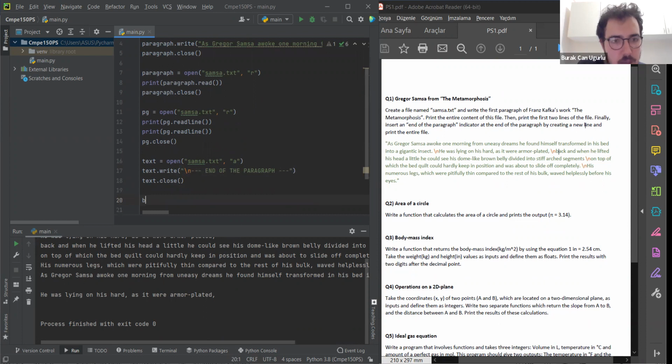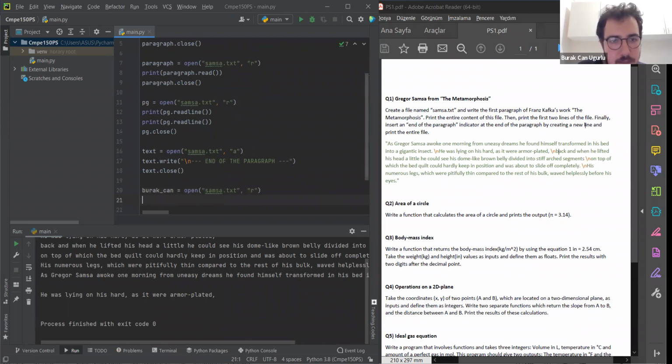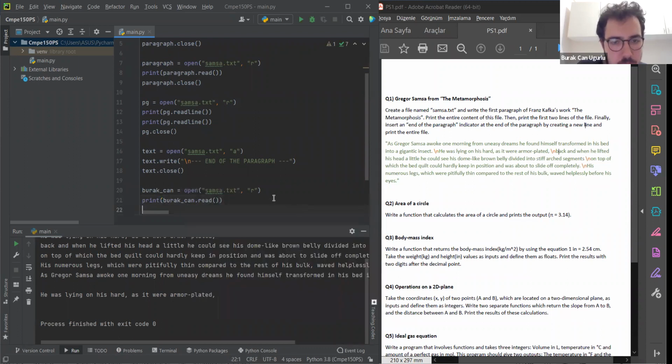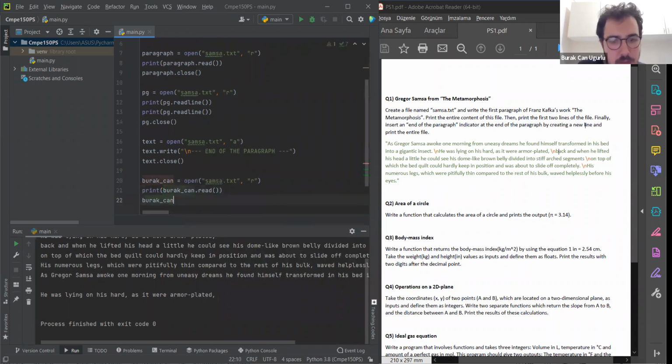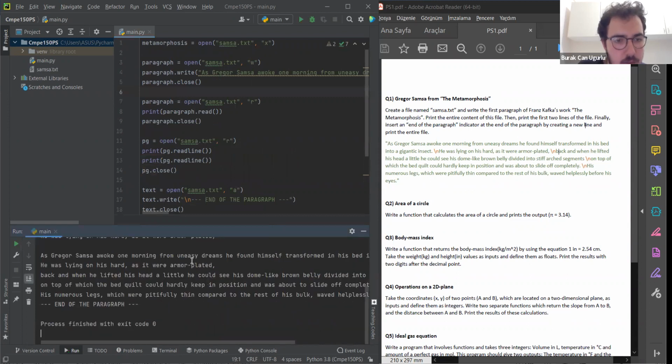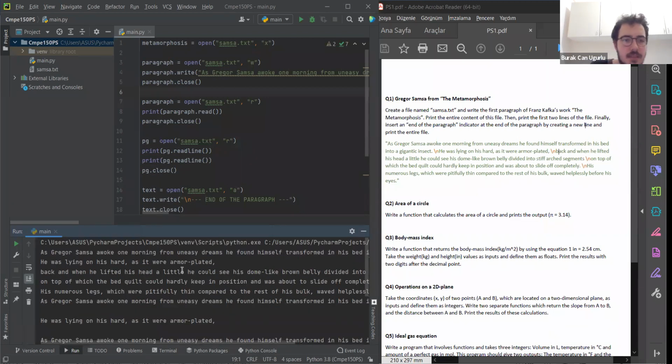Maybe I am assigning Burak Can equal to open some text read, and print Burak Can dot read, and after that it should close the file named Burak Can. So we are clear, and I'm running this function again. So what we have done can be seen here.